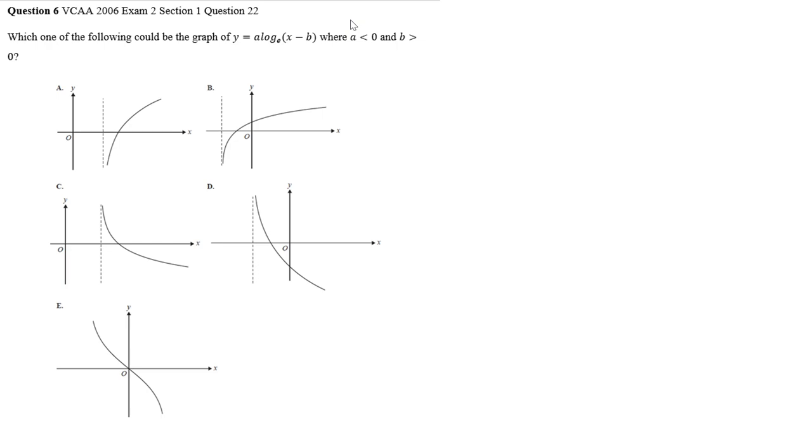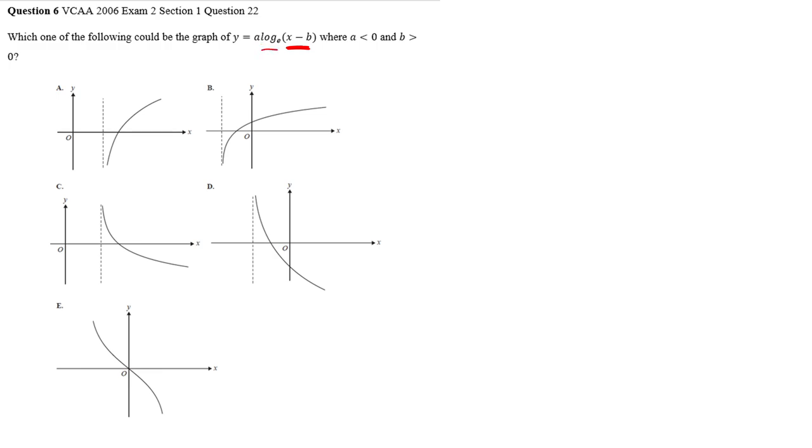Okay, so we are going to be working from the VCAA 2006 Exam 2, Section 1, Question 22. So the question says, which one of the following could be the graph of y equals a log base e of x minus b, where a is less than 0 and b is greater than 0. So the first thing we need to think about here is this part right here.